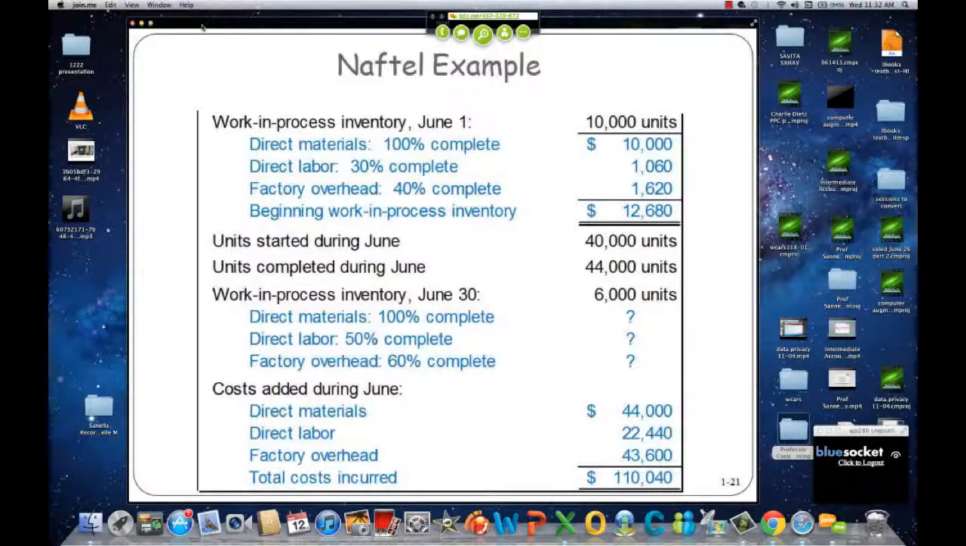We started another 40,000 units this month. We completed 44,000. 6,000 left over, right? The sum of our inputs, 10,000 and 40,000, is equal to 44,000 and 6,000, which is our outputs. That makes sense.